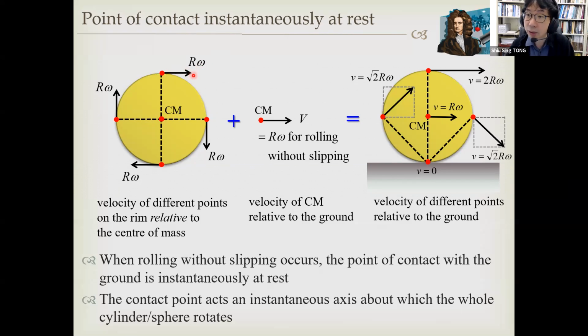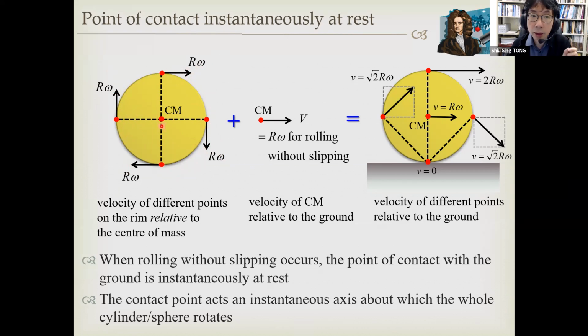So the velocity at each of these points will be something like this, right? It goes around the center in the clockwise direction. So the velocity takes on different directions. They have the same speed, but the velocity at different points has different directions.